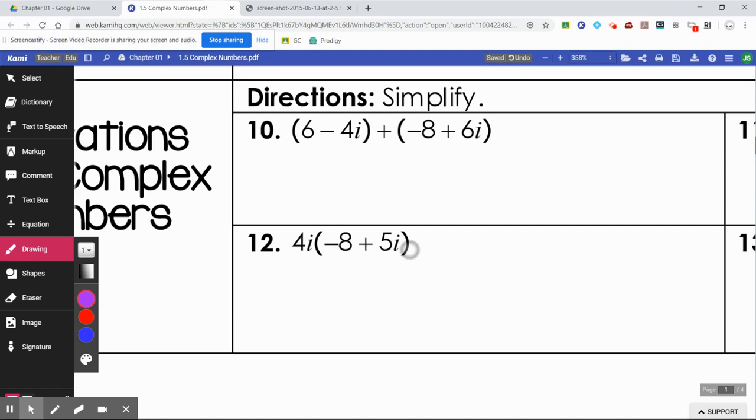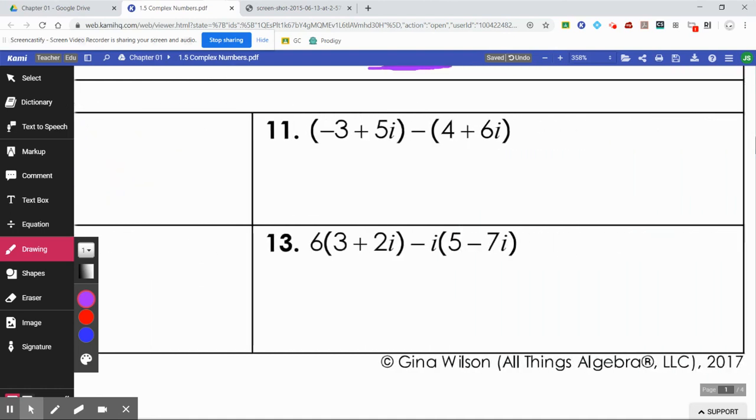Here, you're adding two complex numbers. Look, it has a real part and an imaginary part. This one has a real and imaginary part. And to add or subtract two of these complex numbers, these parentheses are really unnecessary because we're adding. We're just combining like terms. 6 and negative 4 is a negative 2. Negative 4i plus 6i is a positive 2i. So you're done. There's your new complex number.